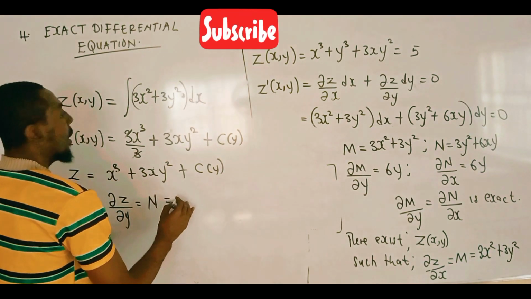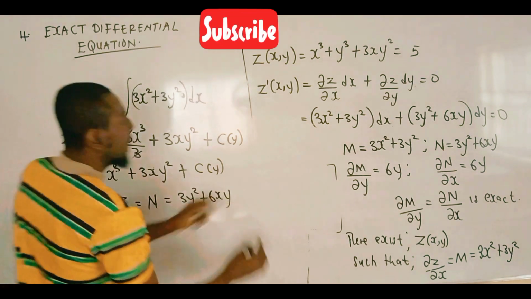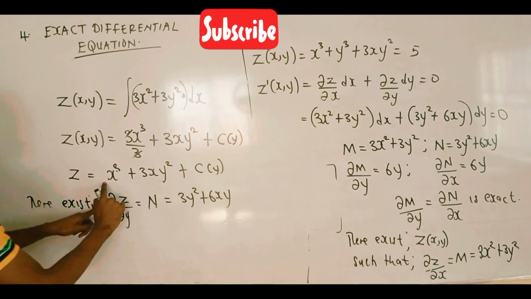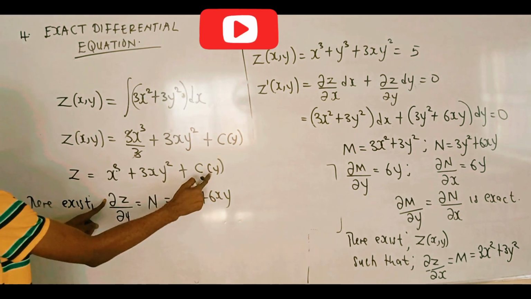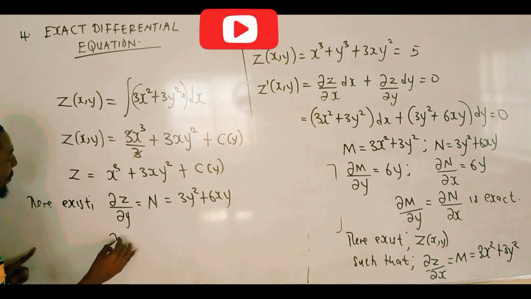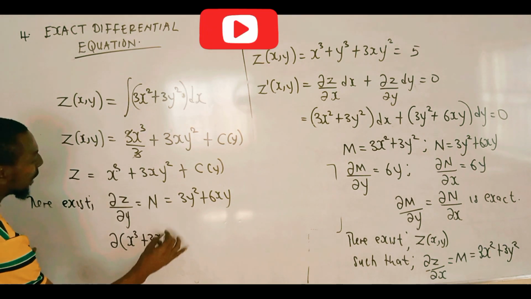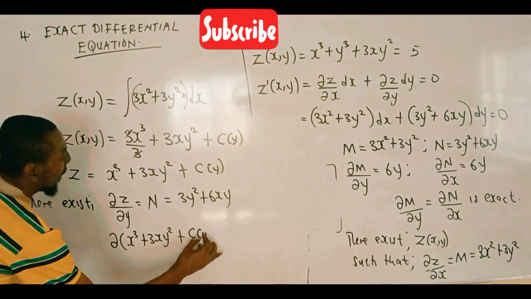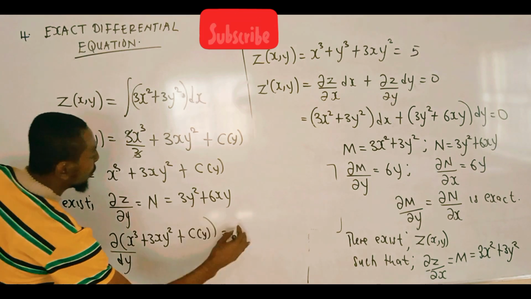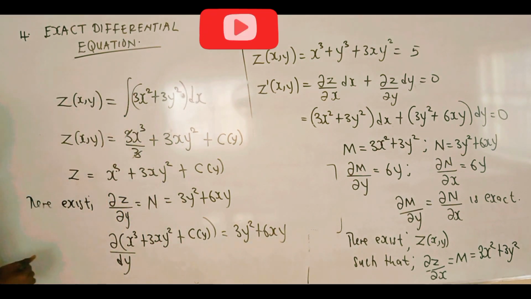Corresponds to N, and of course our N is 3y squared plus 6xy. That's the value of N. Meanwhile, we are now differentiating this function above because we want to find c of y. So this z is actually this function here. So I can have partial differentiation of z, which is x cubed plus 3xy squared plus c of y. We're differentiating it with respect to y, and everything is equal to N, 3y squared plus 6xy. Okay?